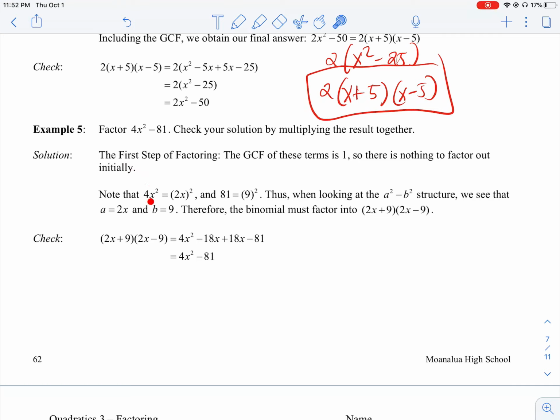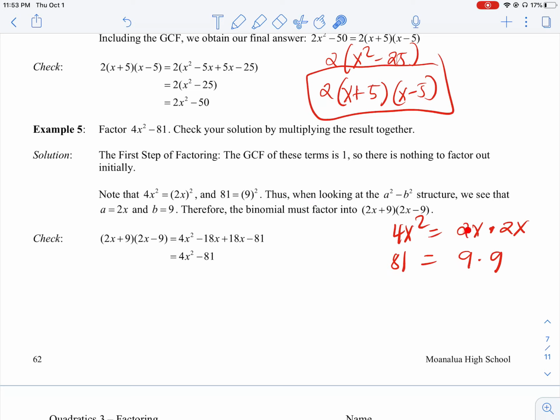Note that 4x squared is technically 2x times 2x, isn't it? So where do I write that down? So 4x squared is 2x times 2x. And then note that 81 is 9 times 9. Does that make sense?